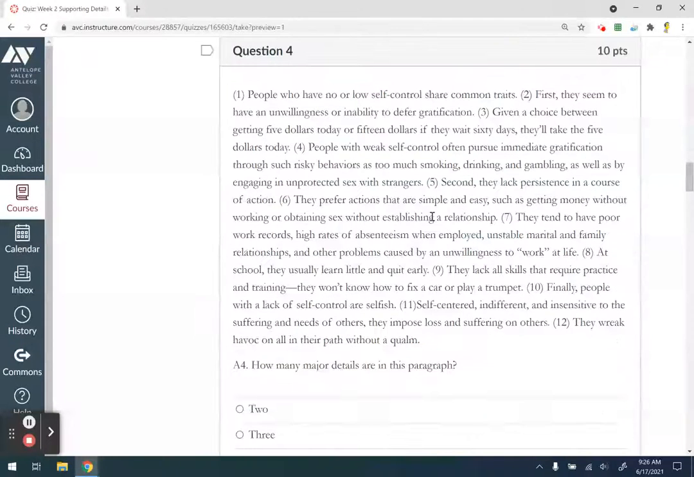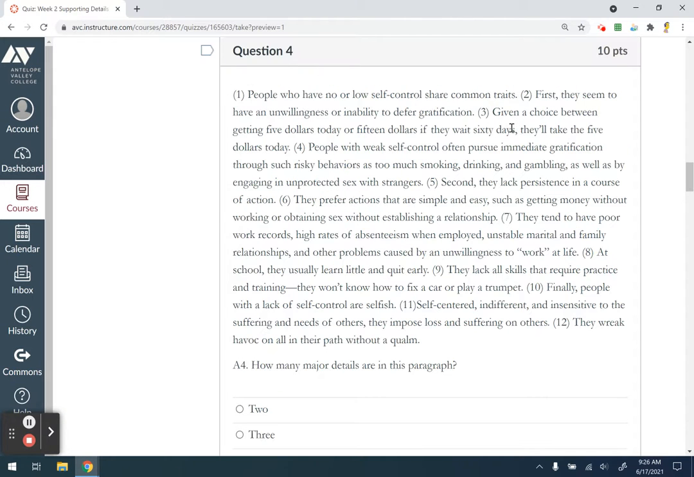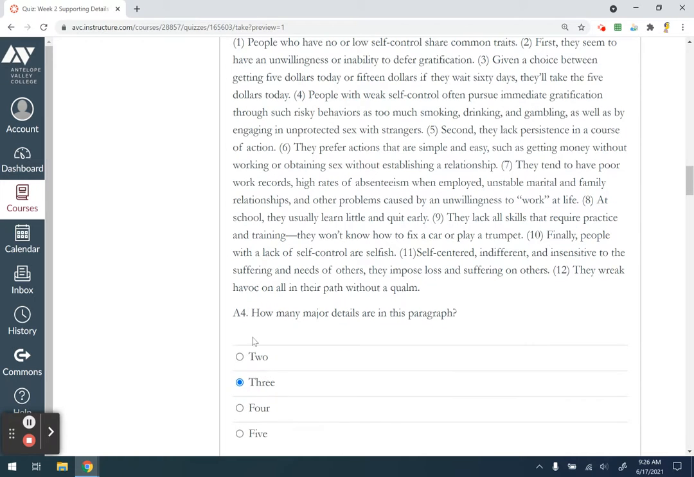Question 4 now. How many major details are in the paragraph? Well, we know 2 so far. Number 1 is in sentence 2, that is first. Then we jump down to sentence 5, which was second. And if we keep looking, the next transition to indicate a major detail would be sentence 10, finally. So that means we have three major details.